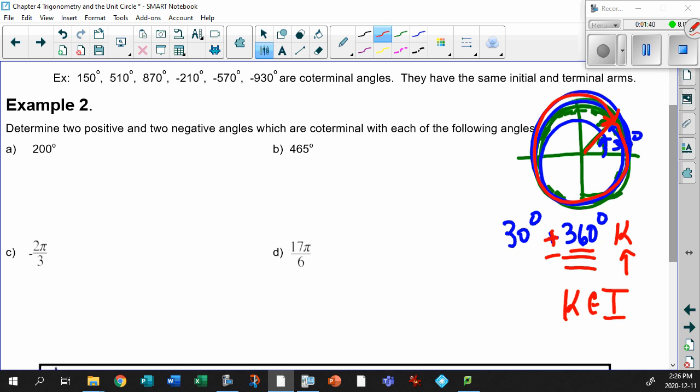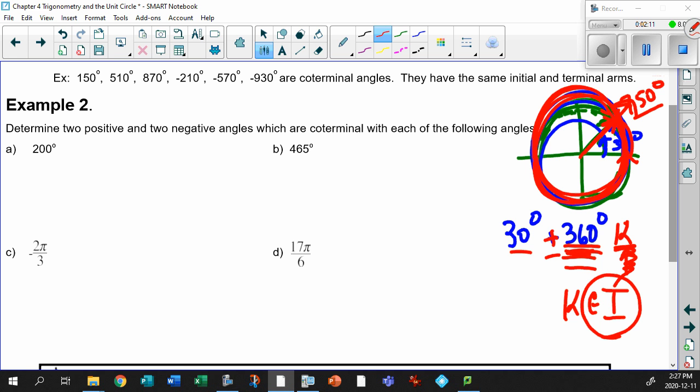So if it's something like 2, it would be 360 times 2, which is 720, plus 30 degrees. That's 750 degrees. Think about it. It's gone around twice, right? 720, plus another 30 degrees, 750, and I landed in the same spot again. Or I can go backwards. That would make it an integer, a negative one. So this is the multiplicative factor. That's the amount you're going by, and there's the original angle.